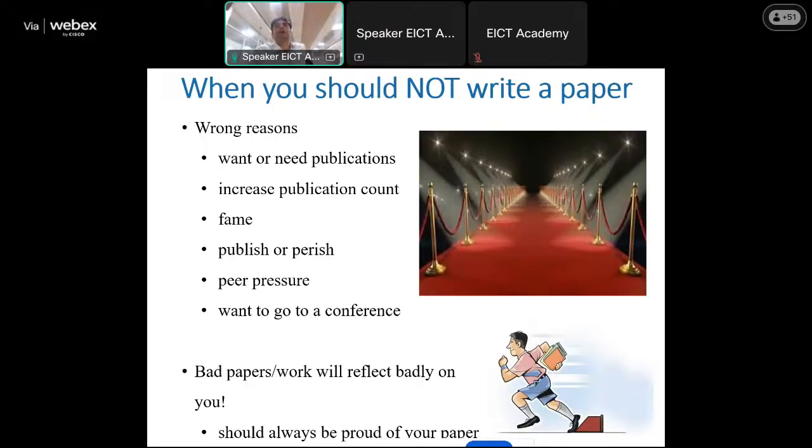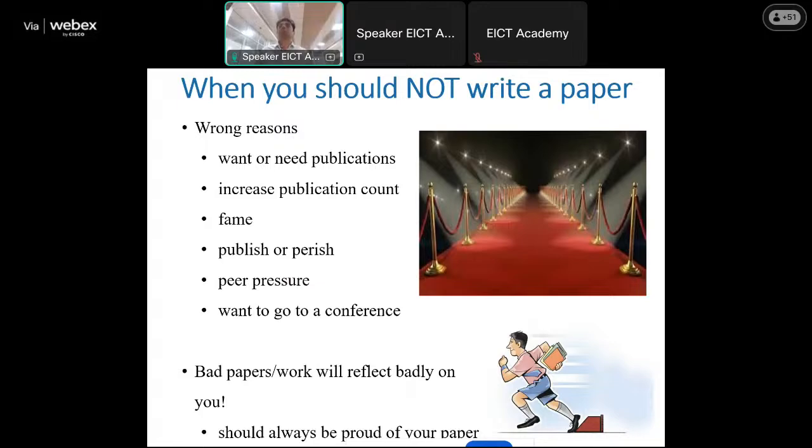Increase publication count. Okay, that I want to publish five papers, ten papers, at least five to ten papers in my PhD duration. So it is not like that. Quantity doesn't matter. Only quality matters.